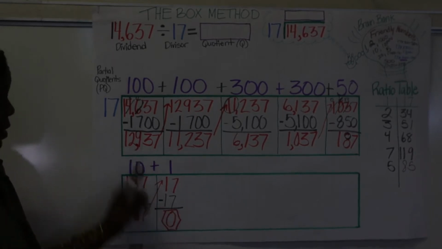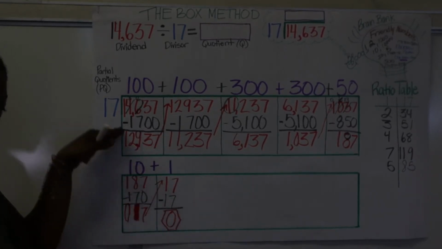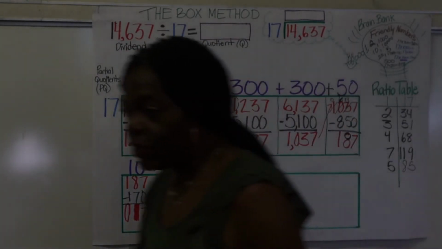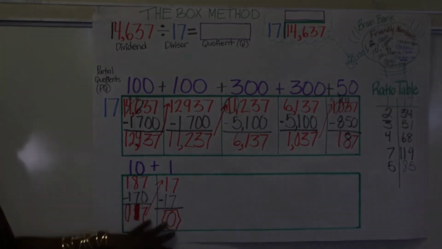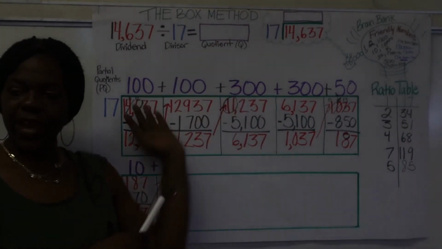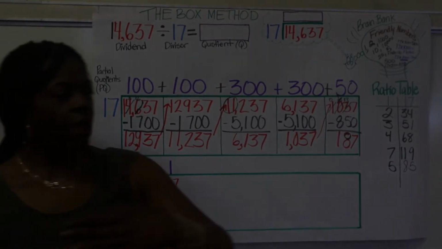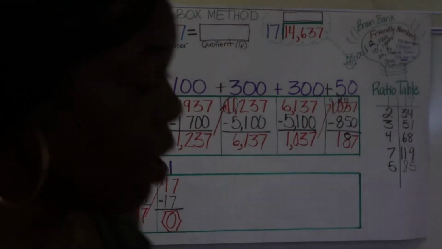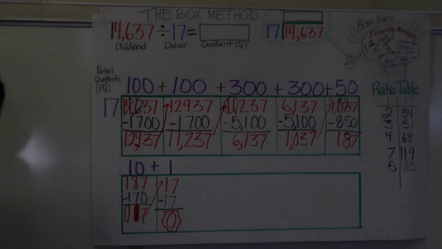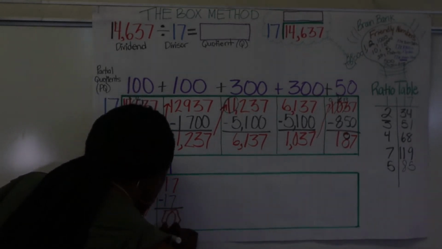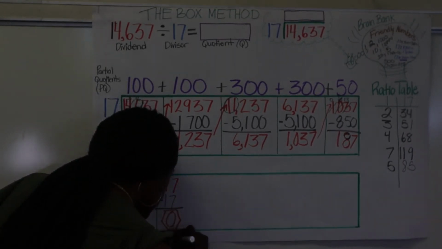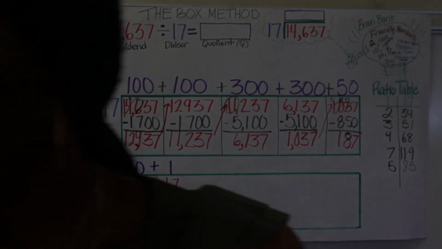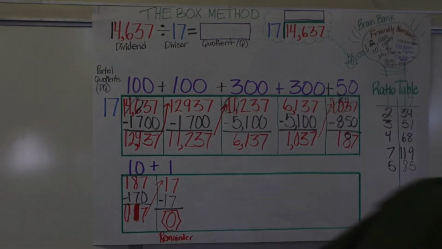Our goal is to get the new dividend less than our divisor. Did we accomplish that task? Yes, we did. So now, in order to get our quotient, what do we have to do? Add all the partial quotients, all the PQs. Go. On your board, tell me what it is. You have a few seconds. Let's go. Add them up.